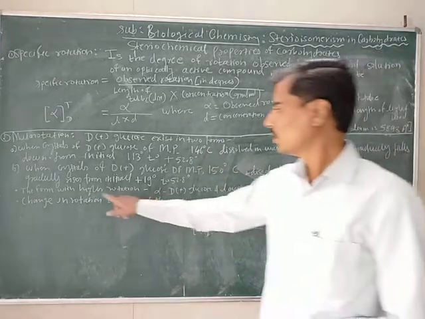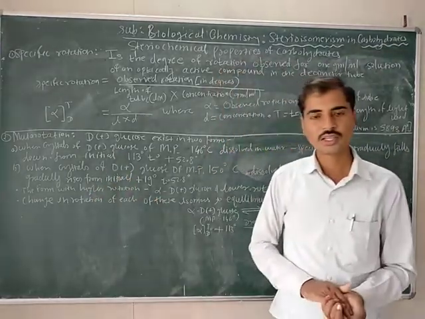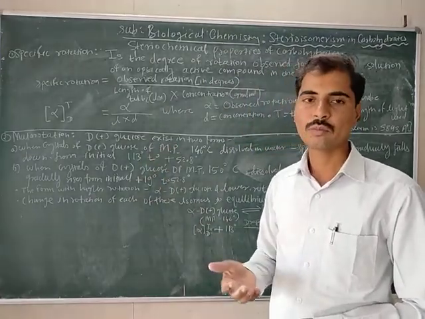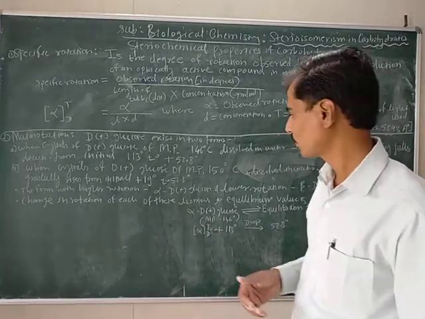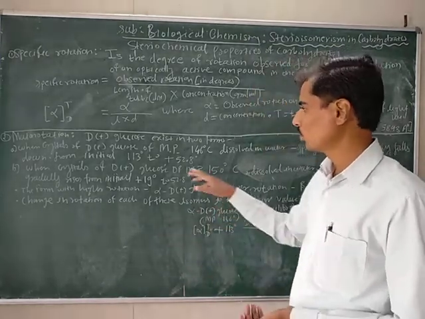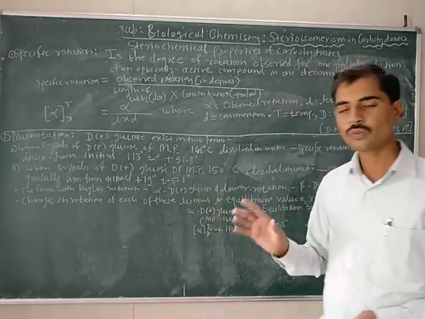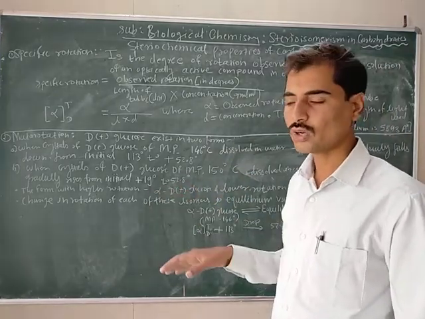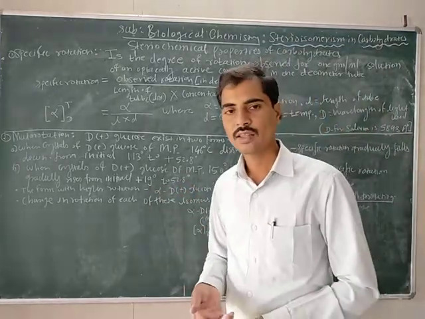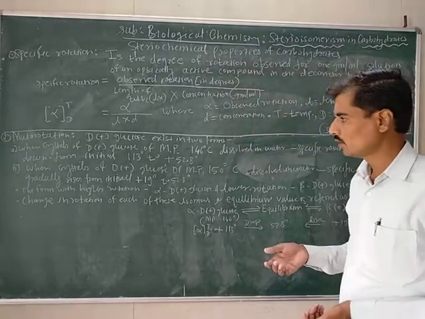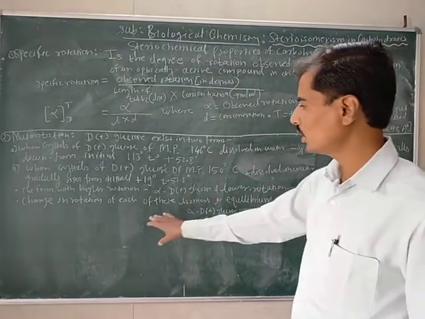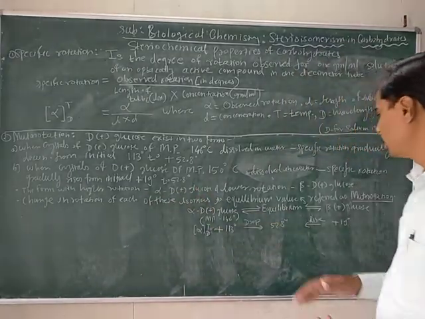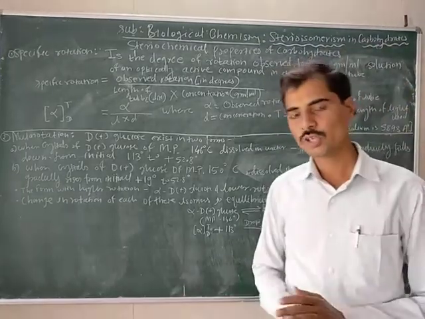Here the crystals of D plus glucose having a melting point of 146 degrees show a higher rotation, hence this glucose is called alpha D plus glucose, and the D plus glucose of melting point 150 degrees Celsius having a lower rotation is called beta D plus glucose. The change in the rotation of each of these isomers to the equilibrium value is referred to as the mutarotation.